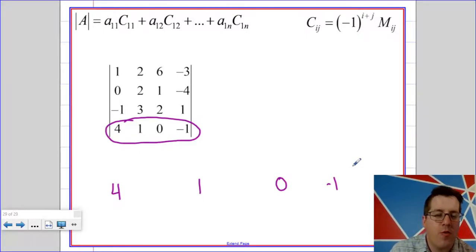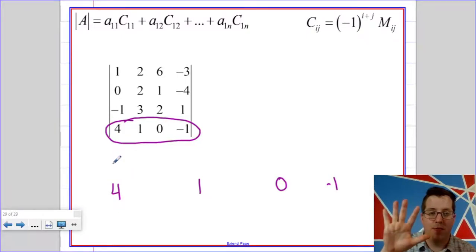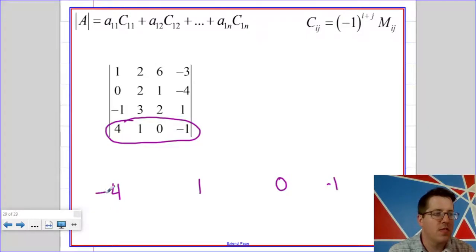Okay, I'm going to start out by writing out the elements of the bottom row. Then I'm going to have to figure out if those are positive or negative, if they are adding or subtracting. So this 4 is in the 4th row, first column. That adds to 5, which is odd, which means I'm going to have to subtract. Here, this is the 4th row, second column. That adds to 6. That's even. So I'm going to add.